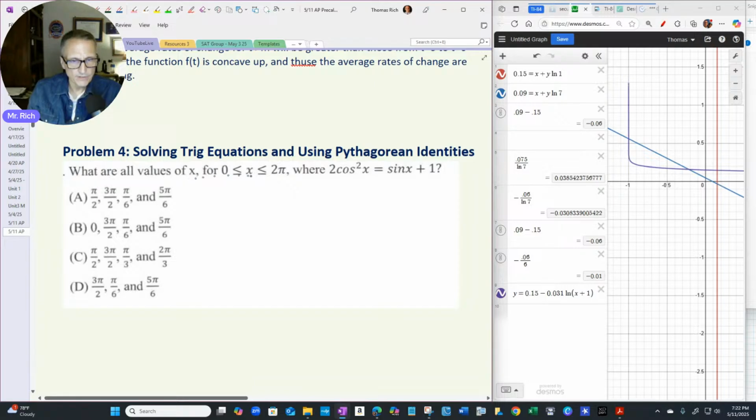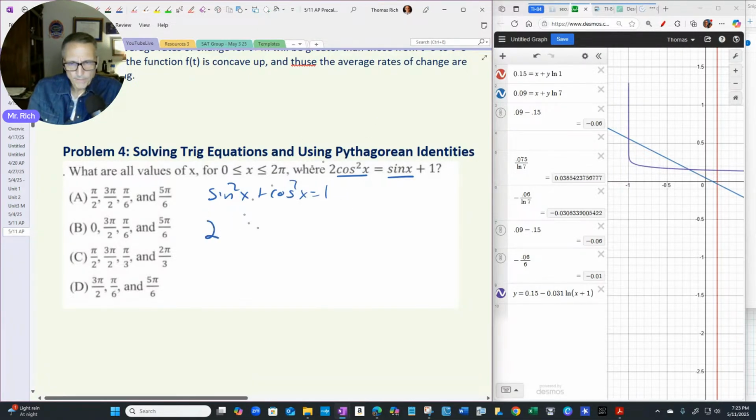It says, what are the values of x on the interval 0 to 2 pi, where 2 cosine squared x equals sine x plus 1? Well, if I'm going to solve this, I do need to get this cosine squared changed into the same trig function as the sine x. And the way that I'm going to do that is I'm going to use the one trig identity that we use the most when it comes to changing sines and cosine squares. And that is that sine squared plus cosine squared, right? Sine squared of an angle plus cosine squared of an angle is equal to the number 1. So therefore, cosine squared is 1 minus sine squared.